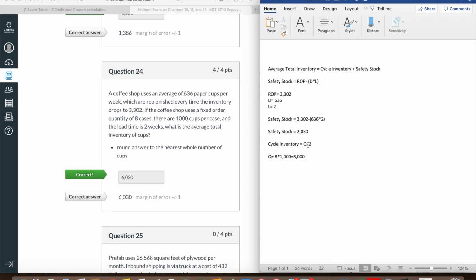Remember, you're not done yet. You have to divide that by 2. So when you divide that by 2, you get 4,000. Now the last part, let's put that together.